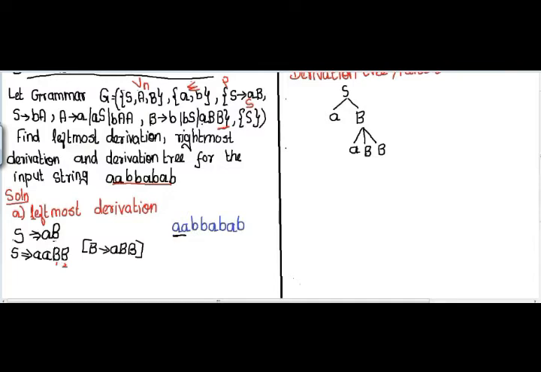Since I need b, I'll check the B productions. I have two possibilities in front of me: B tends to b, and B tends to bS. It's up to me; I can choose either. I'm going to choose B tends to b. Instead of capital B, I'm going to substitute small b in the derivation, as well as in the parse tree.